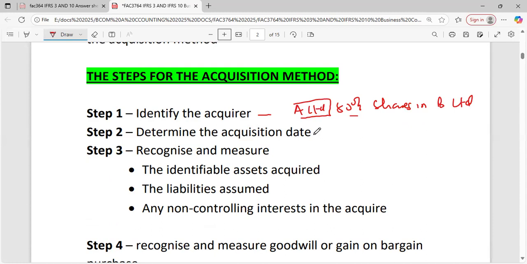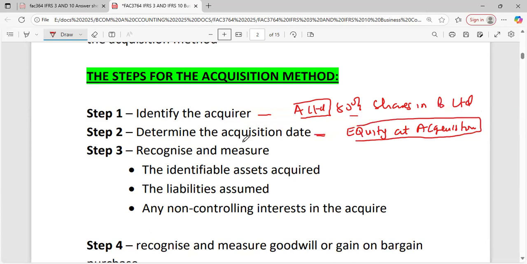Then you should determine the acquisition date. Why do we have to determine the acquisition date? So that you are able to see the equity at acquisition. What was the equity at acquisition? That's the main reason why you need to determine the acquisition date, so that you determine the equity at acquisition.